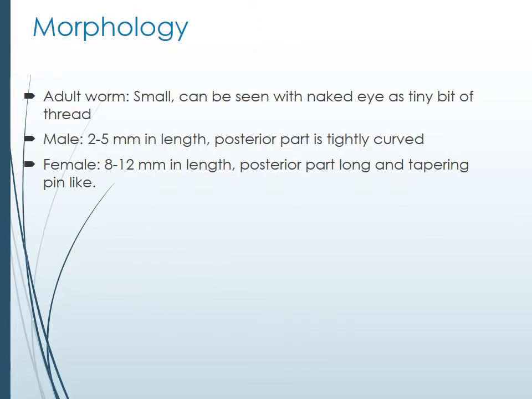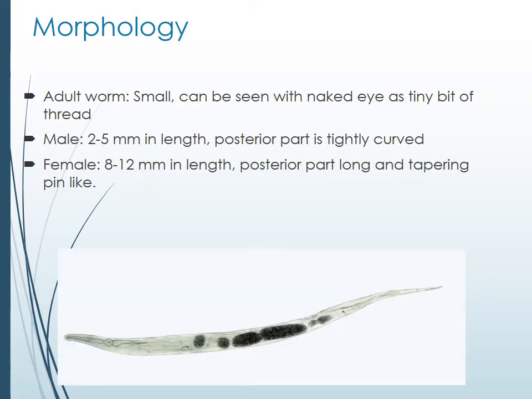If we see the morphology, the adult worm is small but can be seen with naked eyes. The male, just like the other intestinal nematodes, would be smaller. The length is around 0.5 centimeter, while the female is around 1 centimeter. So this is its morphology. You can see the mouth, and it has this bulbar esophagus.